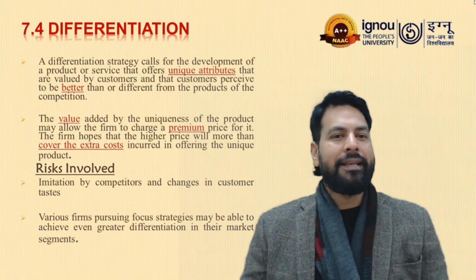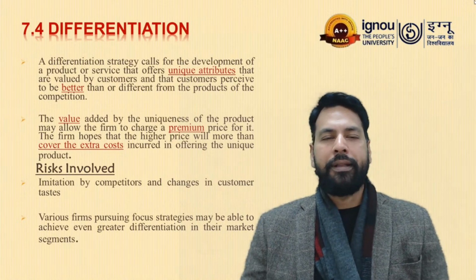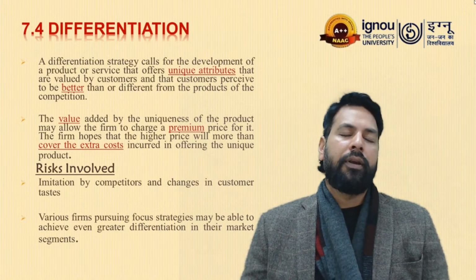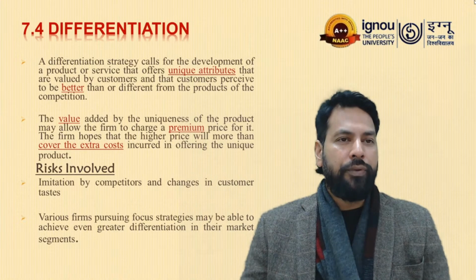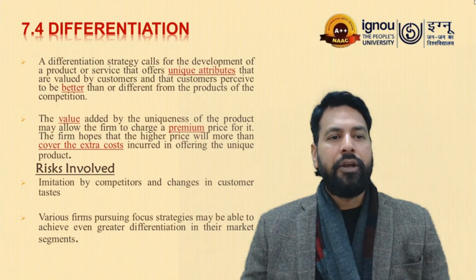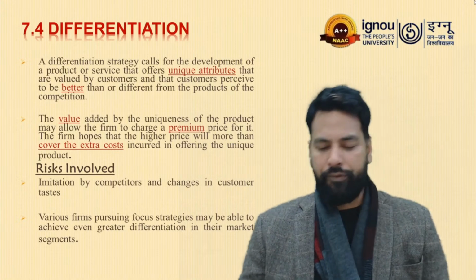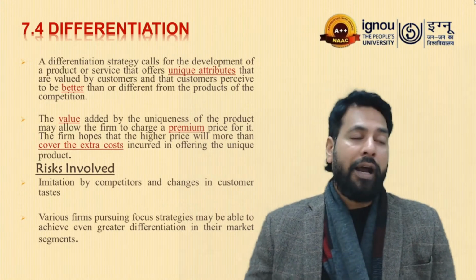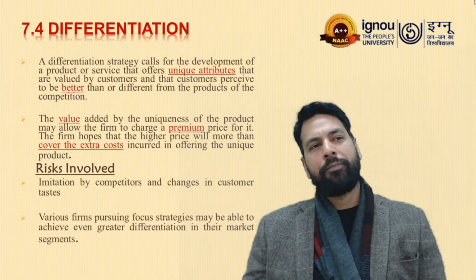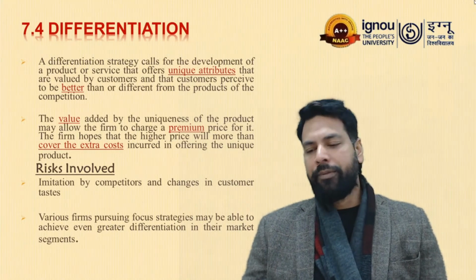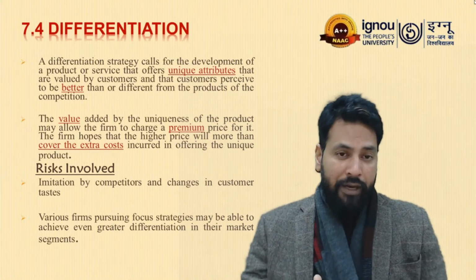But having said this, there are certain risks also involved in this strategy, which a company should take care of. A company which is following the differentiation generic strategy can be copied very soon. Take an example of iPhone. Now, iPhone brings new features, but after 1 month or 2 months, it is imitated by Samsung and other phones. And that too at a lower price.